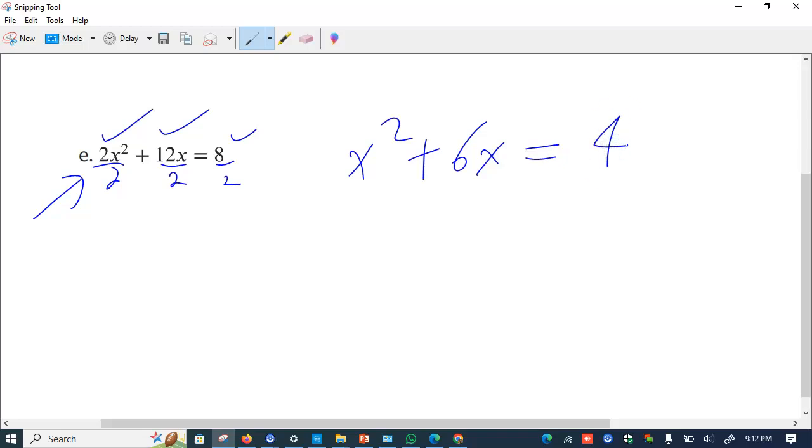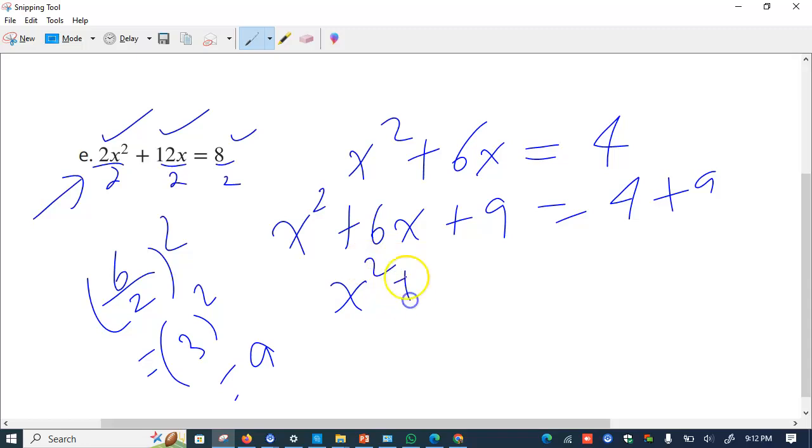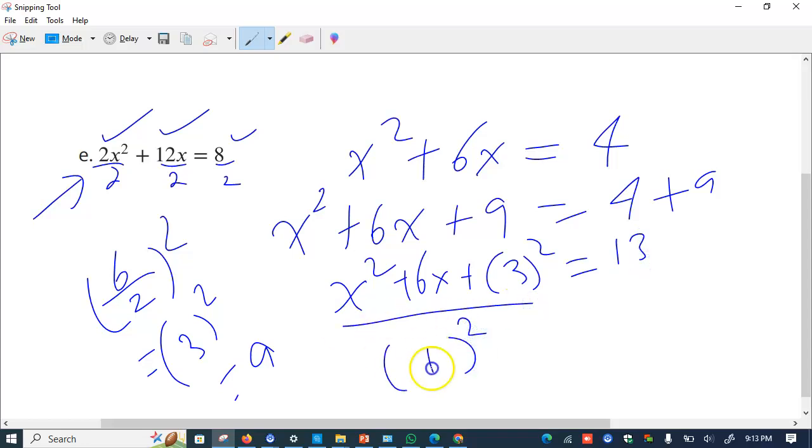And then you can use the completing the square method. Let's do the completing the square method. What I'm saying is, half of 6 is 3, and if you square it, you get 9. So you have to add 9 to both sides. Remember, this 9 is 3 squared, and the right side is 13 here. Now this is a perfect square trinomial. So all you do is this. Because there's a plus, you put plus 3 here.